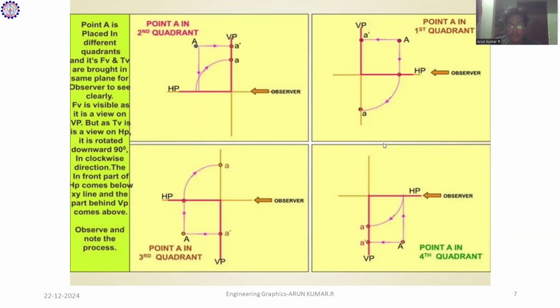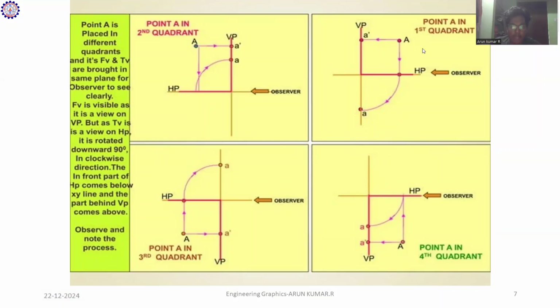We are discussing only the 2D problems, so we use the arc method and line method to solve problems of projection of points. For the first quadrant, when a point A is located above HP and in front of VP, we have to locate the point. Based on the observer, we see the top view and front view of the point A.